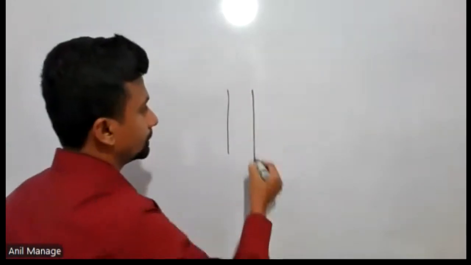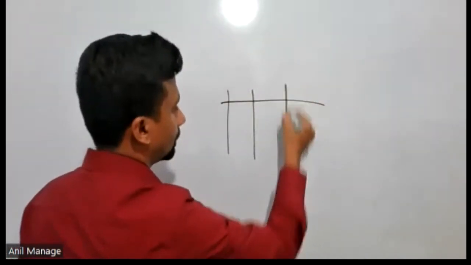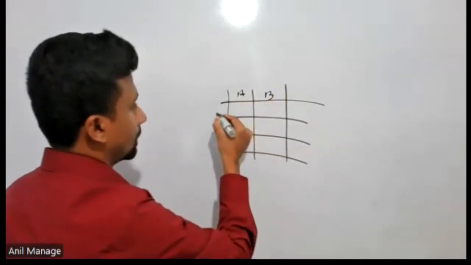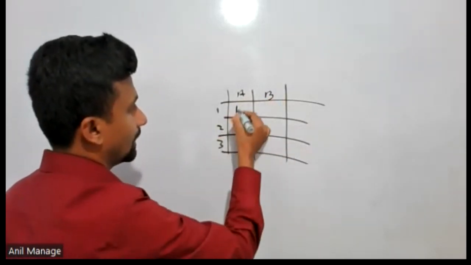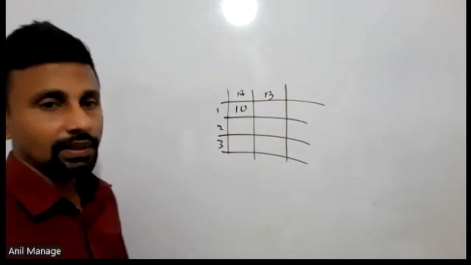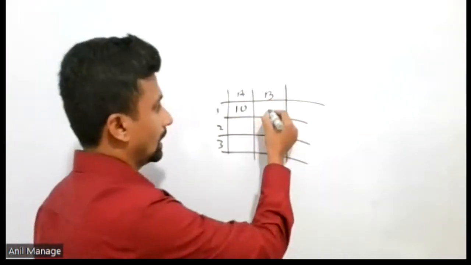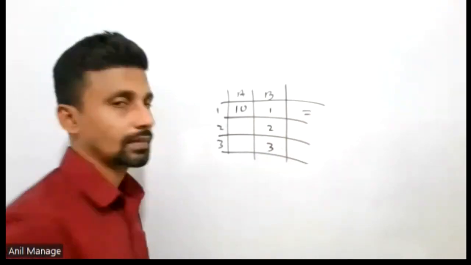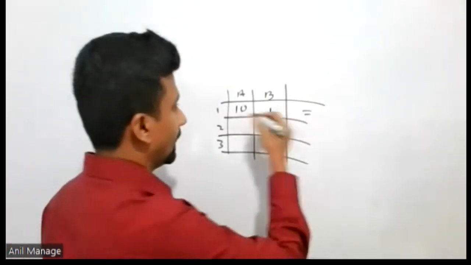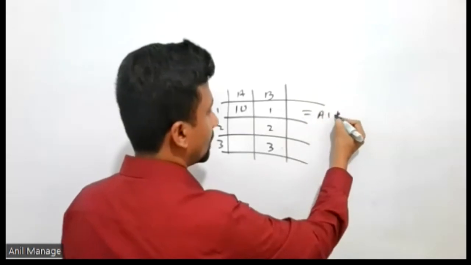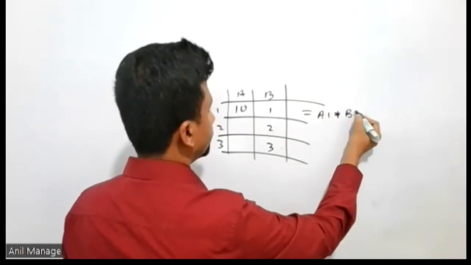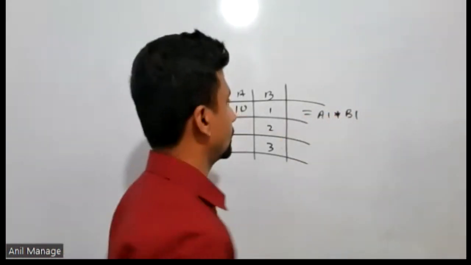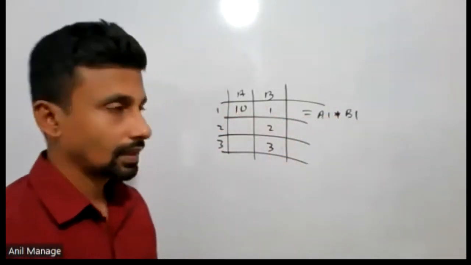Now, if you take one, two, three, I have the number 10 here. I have 1, 2, 3 here. I want to multiply and write the answer here, right? So I am writing A1 multiplied by B1, right? So I am getting the answer as 10 because 10 multiplied by 1.